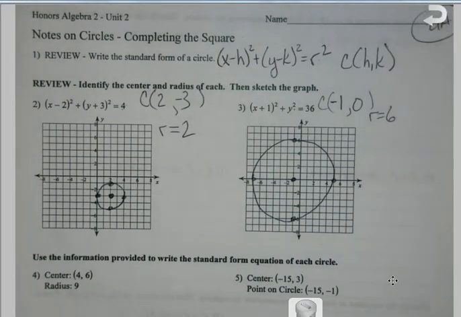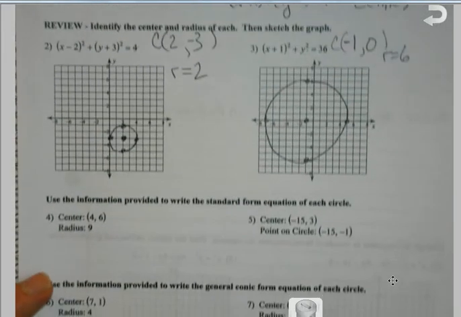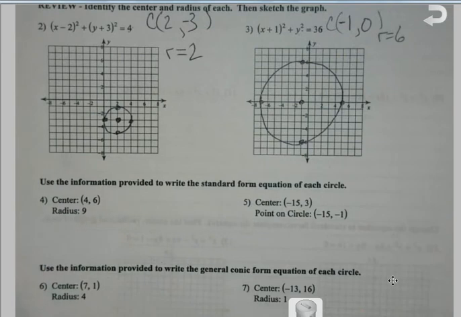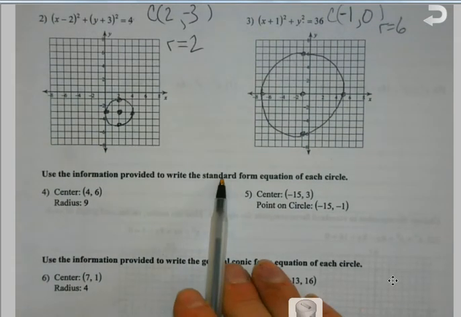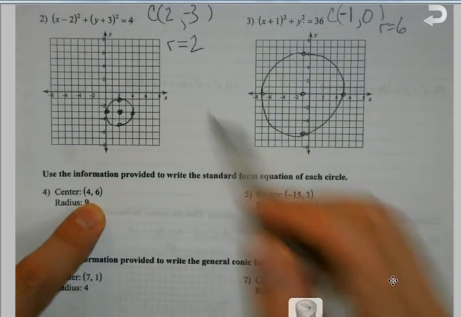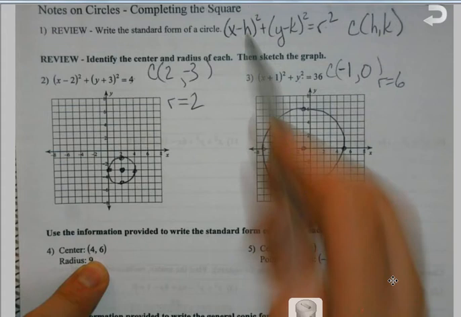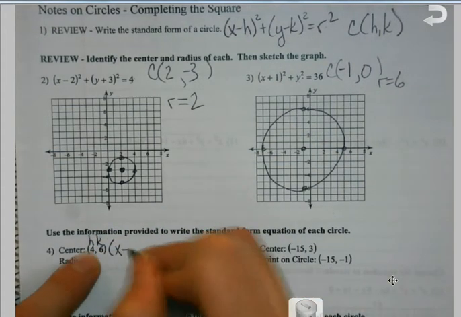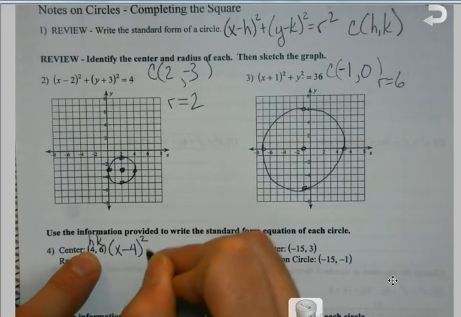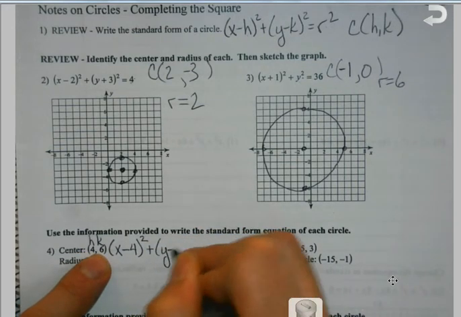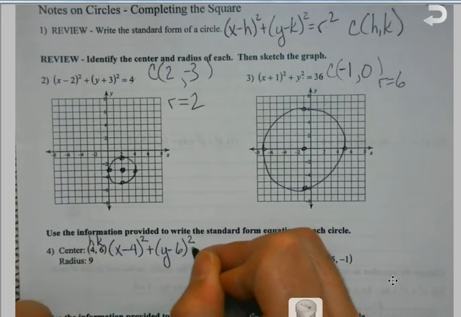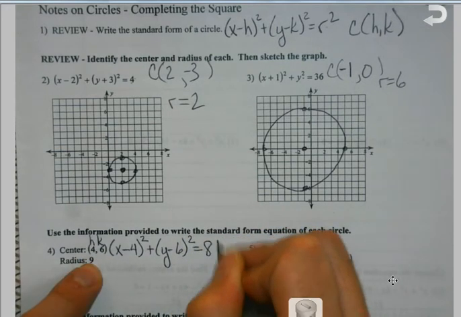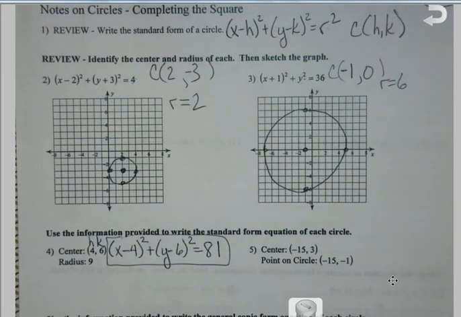And now we're going to start trying to bring ourselves into what's going to be going on today with our completing the square. But one more review piece. Use the information provided to write the standard form equation of the circle, which is what we wrote up top. So I'm just going to plug the values in, because here's my (h, k). So x minus h squared plus y minus k squared equals my radius squared. And that's all we're looking for here.